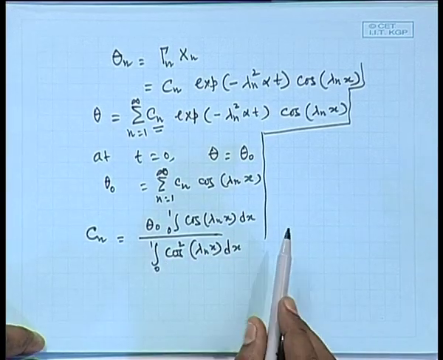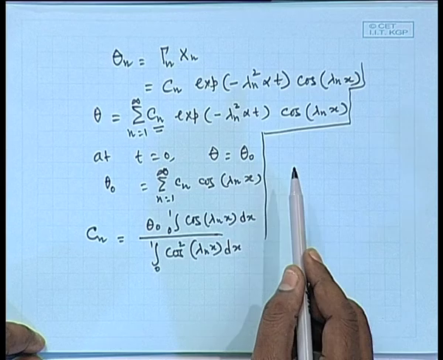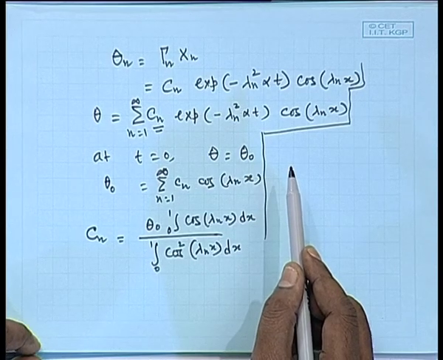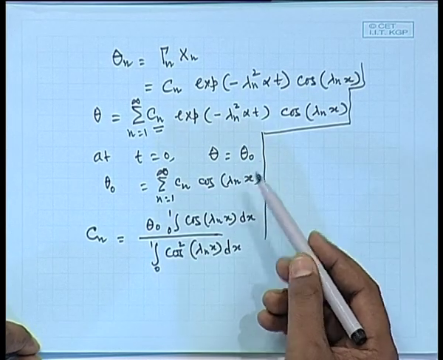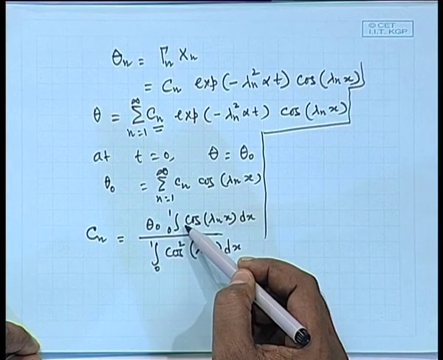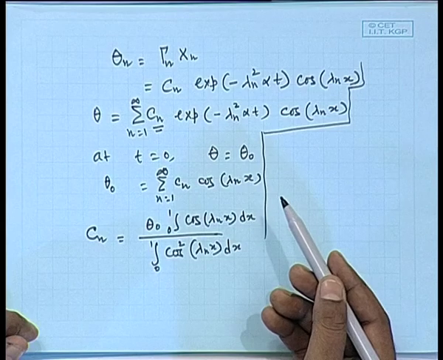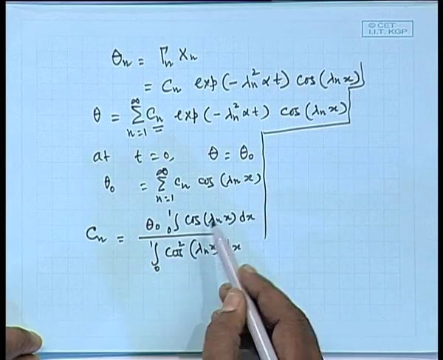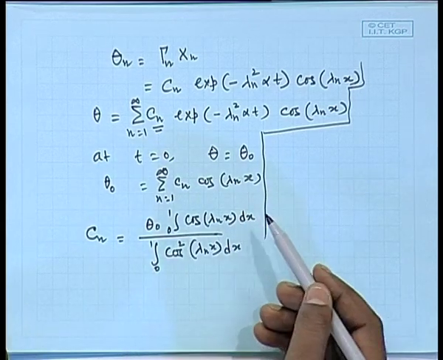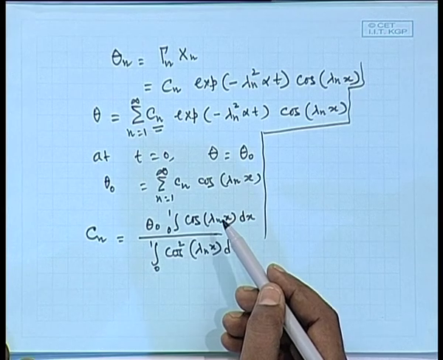Now, it may happen that your initial condition can be a function of x or it may be constant. If it is a function of x, that functionality will be inserted here and the numerator will be integrated by parts if an analytical solution is possible. If not, a numerical solution using the trapezoidal rule or Simpson's rule should be employed.